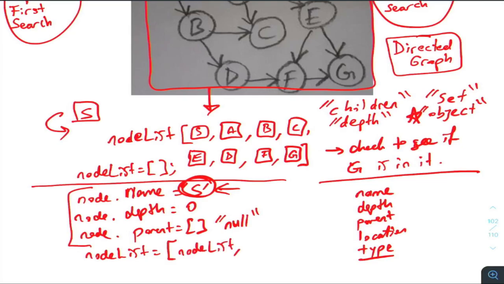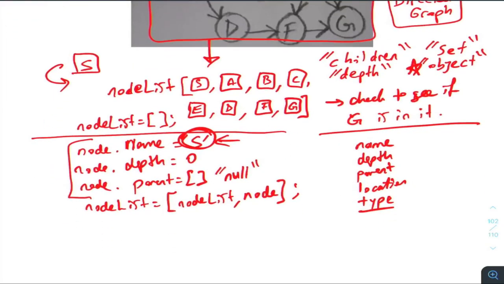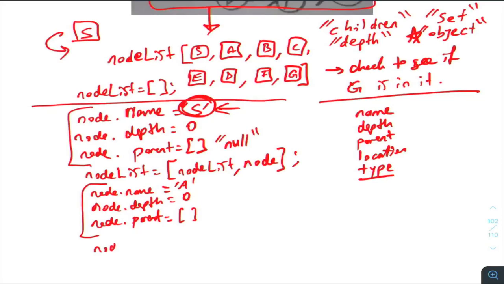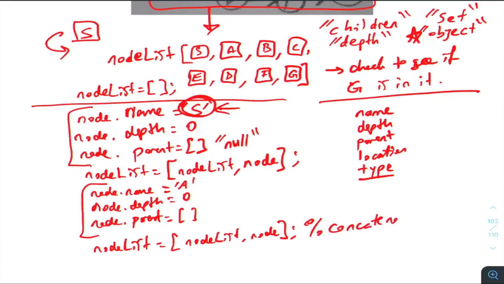node list that node. And then you would do node.name, node.depth, node.parent, and again the same thing. I'm not going to, of course, write all of them. Node list and nodes, that is like a concatenation or append operation.